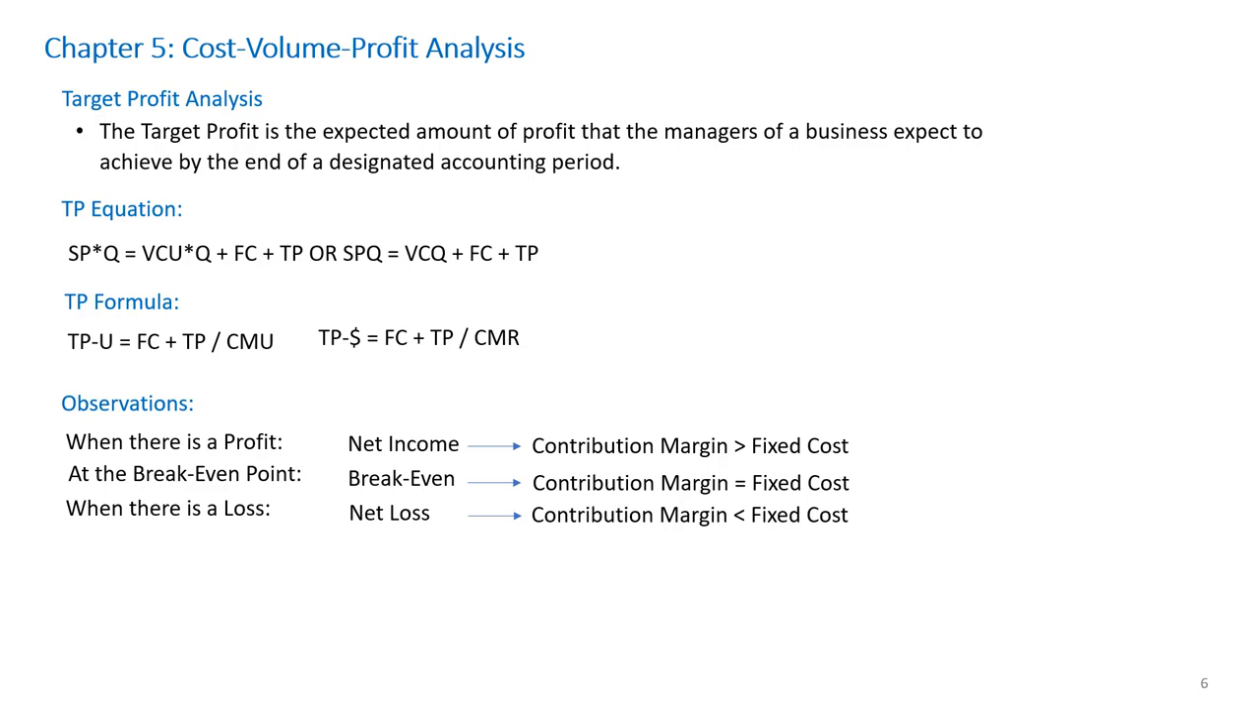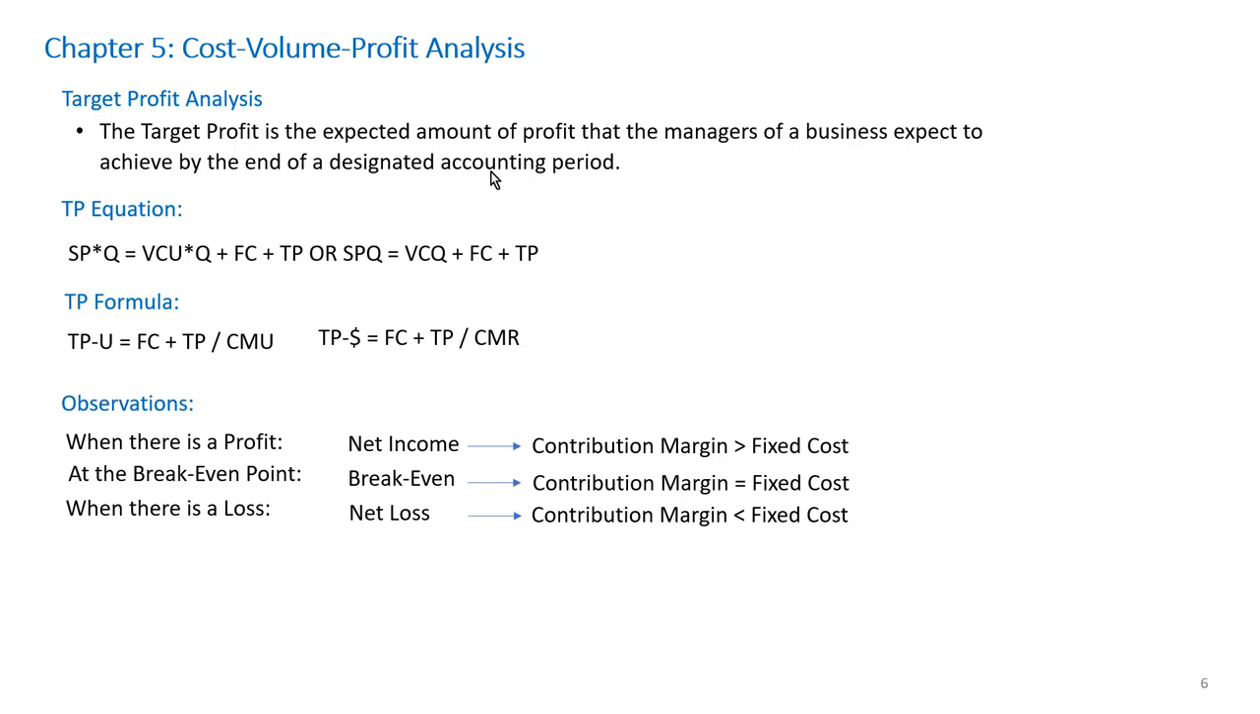Now we can take this concept a step further and compute the total number of units that need to be sold in order to achieve a certain level of profitability. This is target profit analysis. The goal here is to determine the units which need to be sold or the dollars of sales to reach a certain target profit.